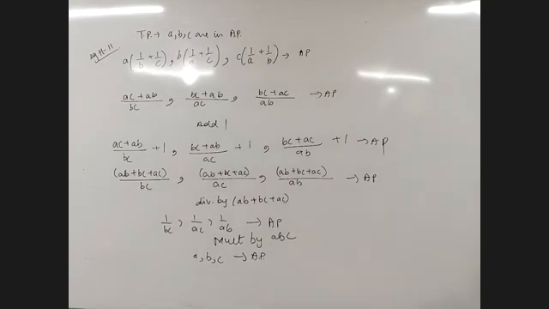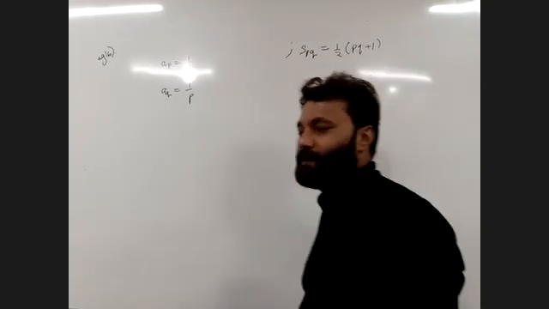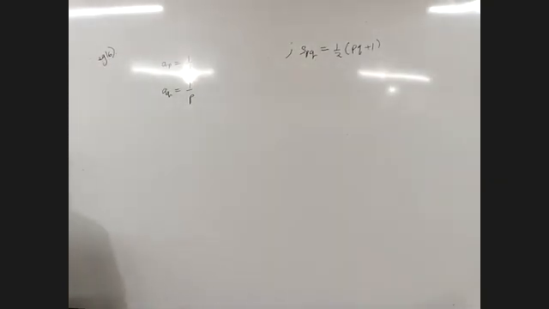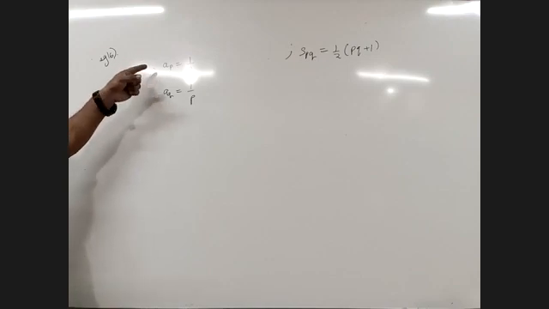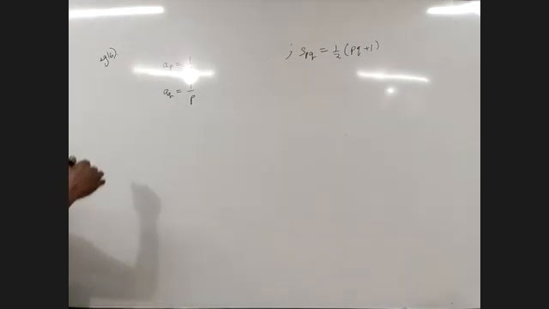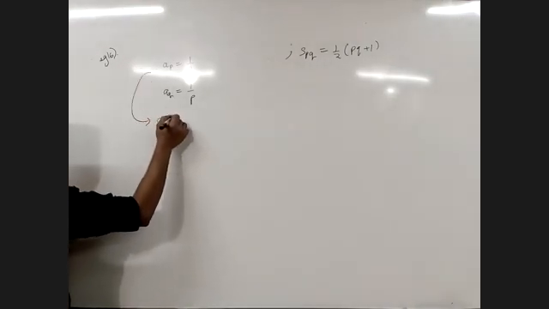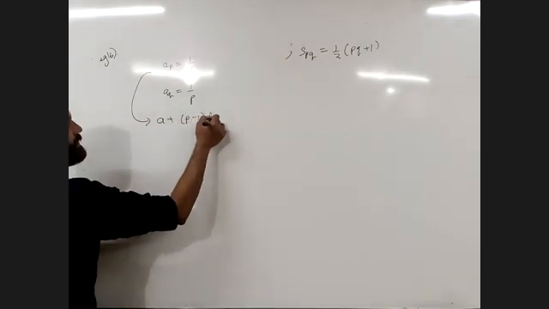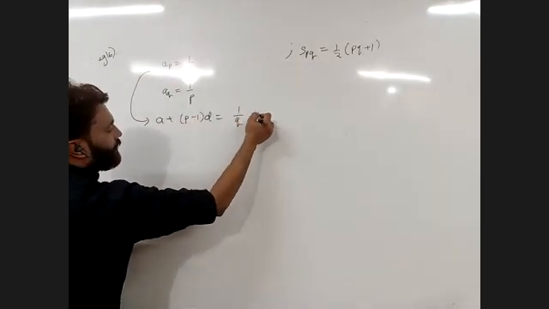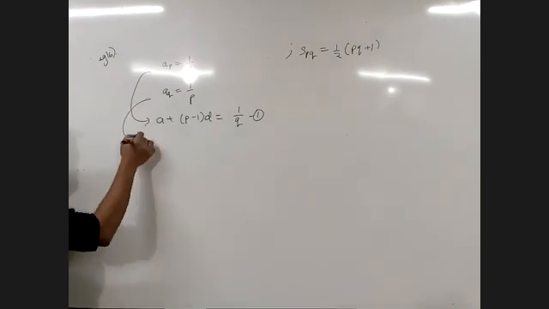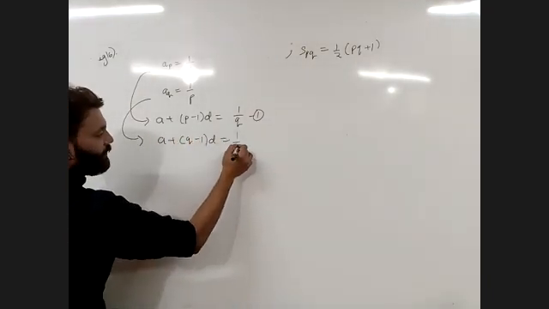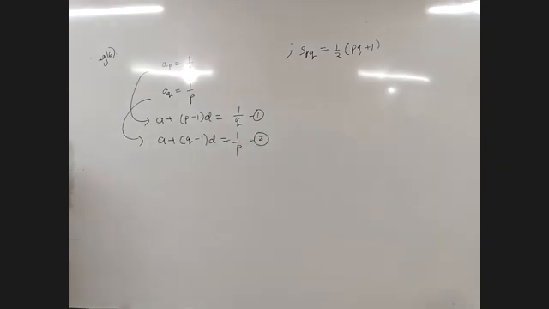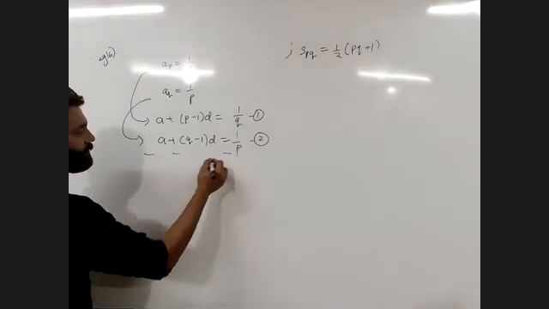No problem. These two things: the Pth term is 1 upon Q, the Qth term is 1 upon P, and we need to show that the sum of PQ terms is half of PQ plus 1. So let's convert these conditions to the form of equations. Pth term will be A plus P minus 1 into D equal to 1 upon Q. Qth term will be A plus Q minus 1 into D equal to 1 upon P. Right? Now subtract the two.